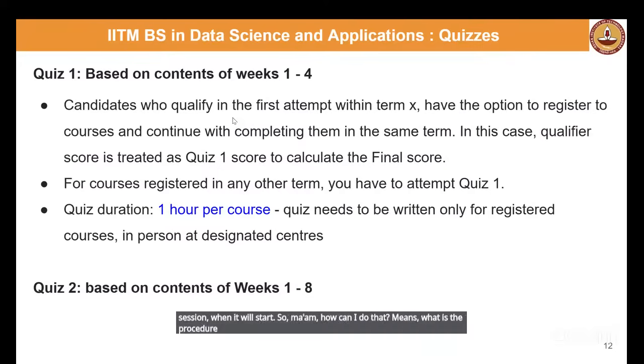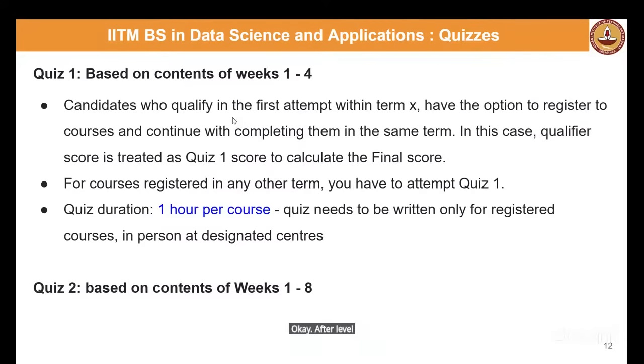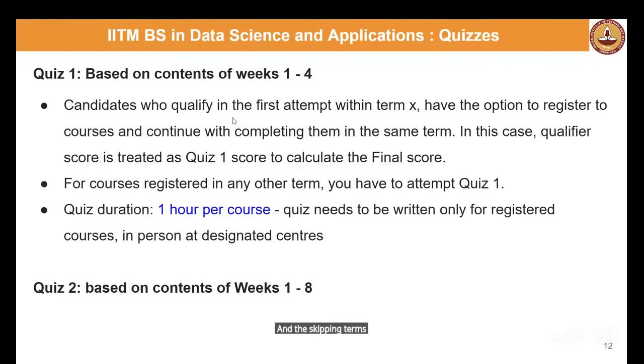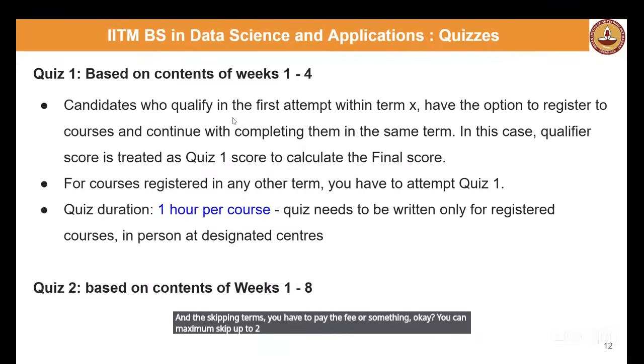After foundation level is completed within the checkpoint terms and your email ID is still active, you can skip 2 terms after that. For the skipping terms, you may have to pay a fee. You can skip a maximum of 2 terms continuously, and the third time you definitely have to register. Only then will your ID get activated. Then you can enter into the diploma level.